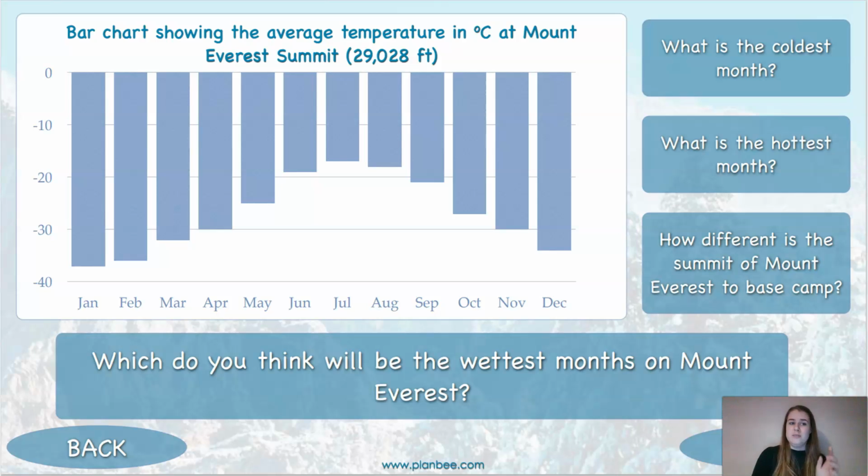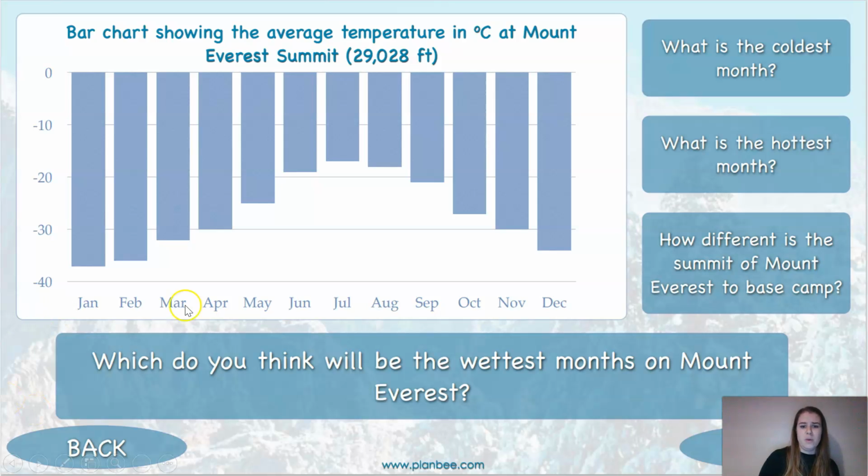So let's have a look. So this bar chart shows the average temperature at the summit, which is 29,000 feet. So this is an extra 15,000 feet. So the base camp was only just over 2/3 up the mountain. We still had almost half of that, nearly another third of that to go.